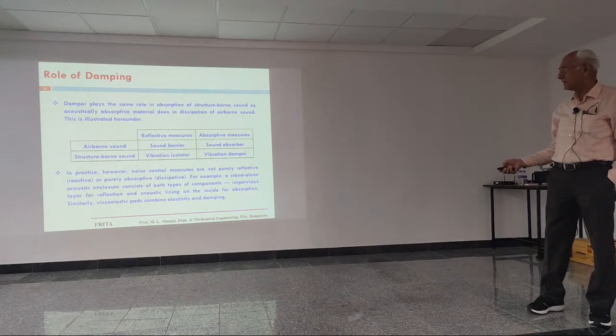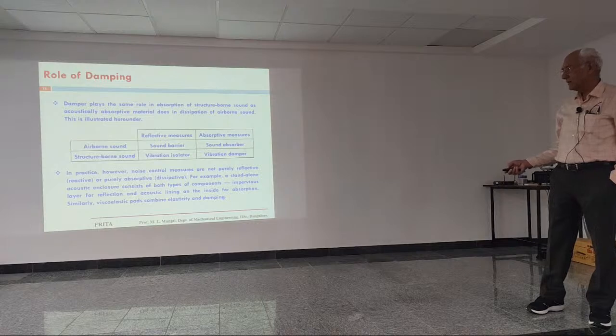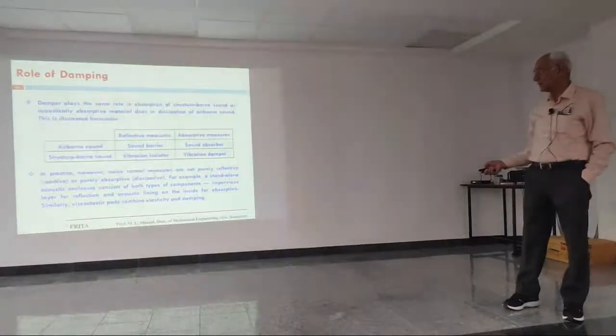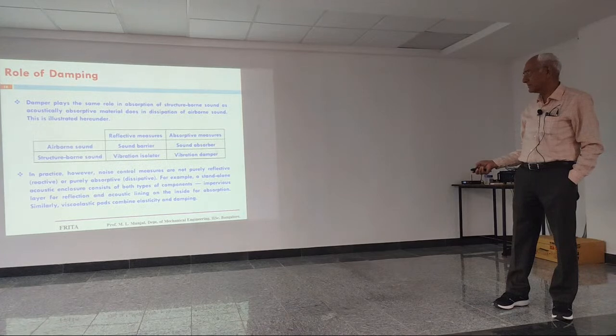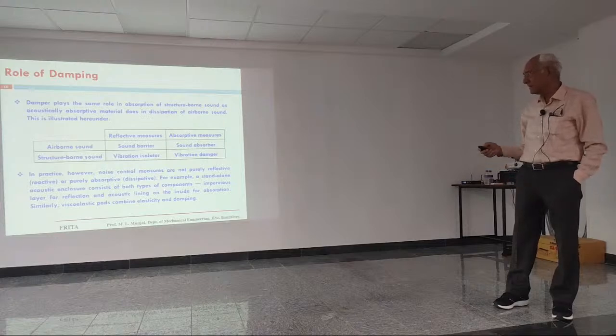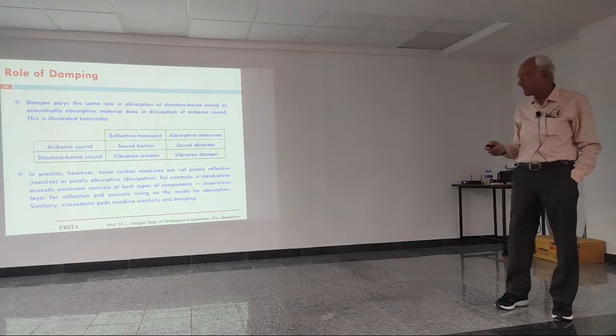In practice, however, noise control measures are not purely reflective or reactive, not purely absorptive or dissipative. For example, a standalone acoustic enclosure consists of both types of components: an impervious layer for reflection and acoustic lining on the inside for absorption, and similarly, viscoelastic pads combine elasticity and damping.